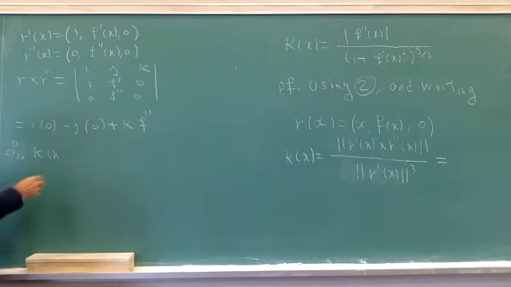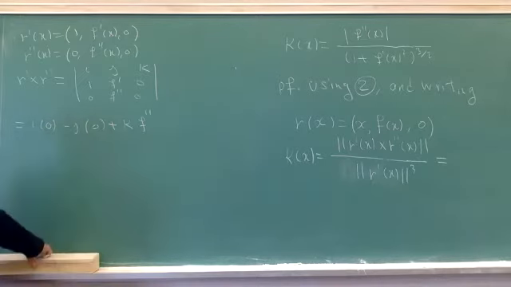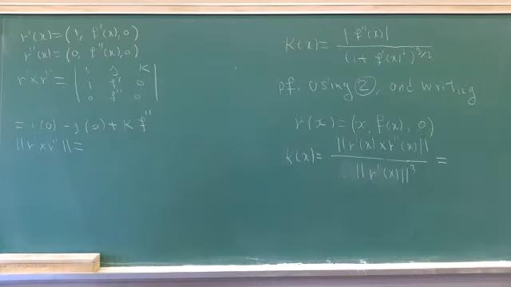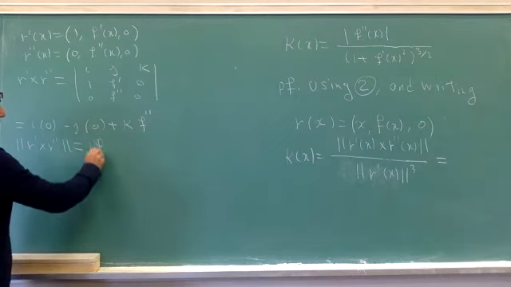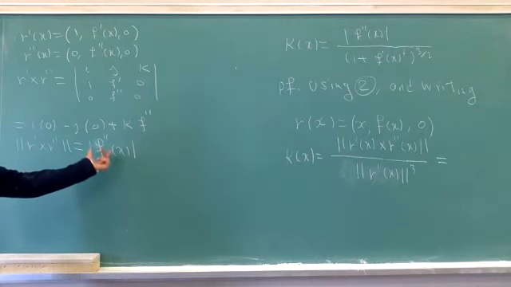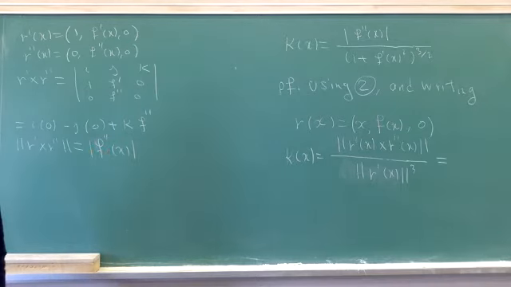So let me calculate this. What is the norm of r prime cross r double prime? It's just f double prime of x. Yes. But is it really f double prime? Absolute value, right? Absolute value, not norm, absolute value of f double prime. Why should it be absolute value? Why don't I just write f double prime? Why should I take absolute value?